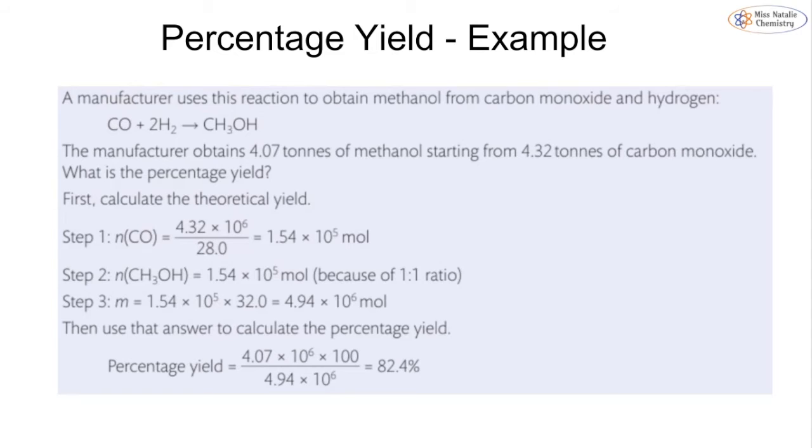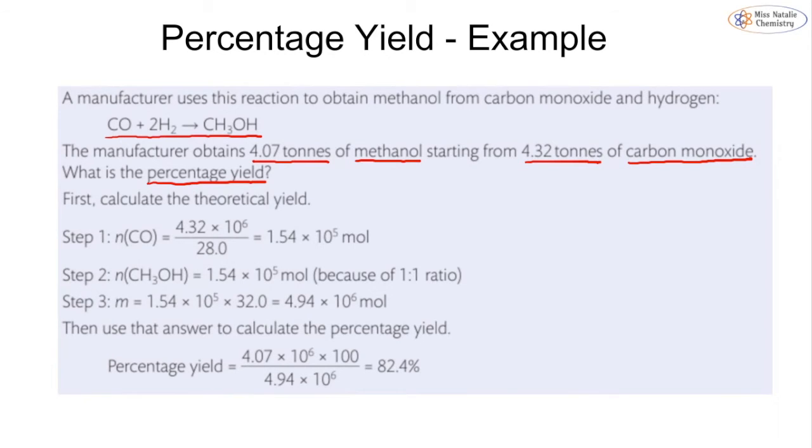So if we look at an example, a manufacturer uses a reaction to obtain methanol from carbon monoxide and hydrogen. You can see we have 1 mole of carbon monoxide reacting with 2 moles of hydrogen to give us 1 mole of methanol. The manufacturer obtains 4.07 tonnes of methanol, starting from 4.32 tonnes of carbon monoxide. Calculate the percentage yield. Now, this is a typical percentage yield question because they will give you just the information and you need to then figure it out.